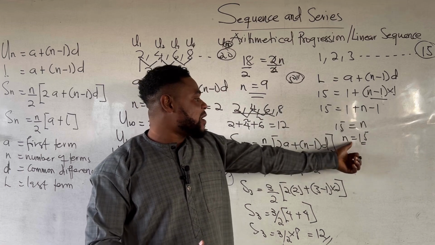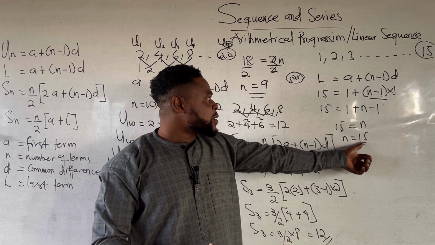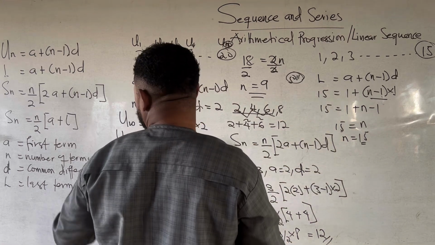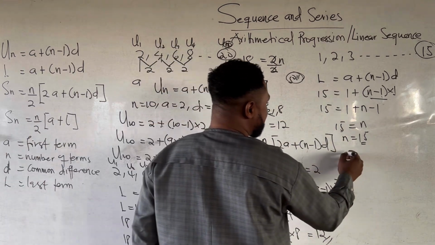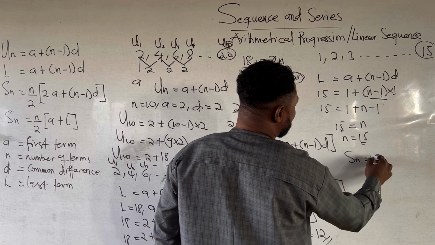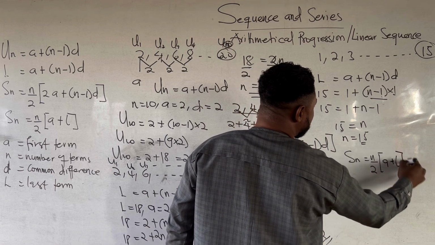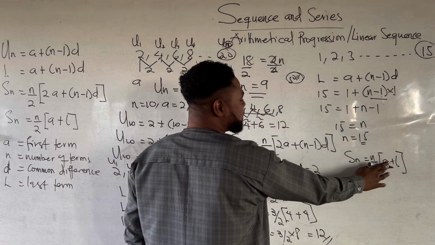So now that we were able to solve for our n, we can now find the sum now. Because now we know that our n is what? 15. So what will be the sum? It will be the sum of the 15th term. What formula can we use? We are going to use this formula. That is Sn equal to n over 2 multiplying a plus what? L, as we can see on the board.